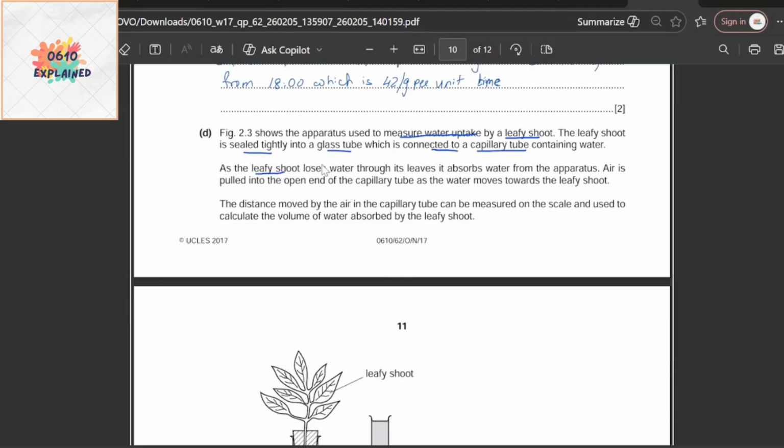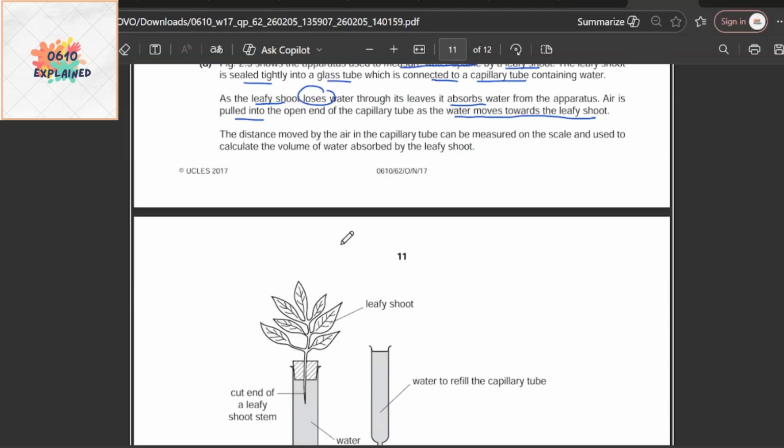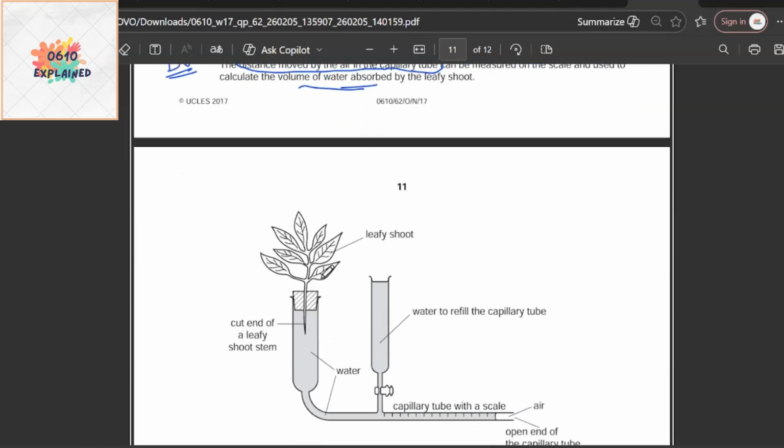As the leafy shoot loses water through its leaves, it absorbs water from the apparatus. Air is pulled into the open end of the capillary tube as the water moves towards the leafy shoot. So you will see that the water will move ahead. The distance moved by the air in the capillary tube, which will be your dependent variable, can be measured on the scale and is used to calculate the volume of water absorbed by the leafy shoot.